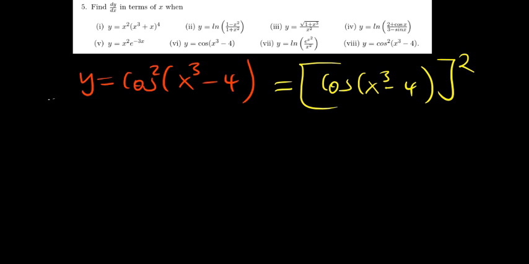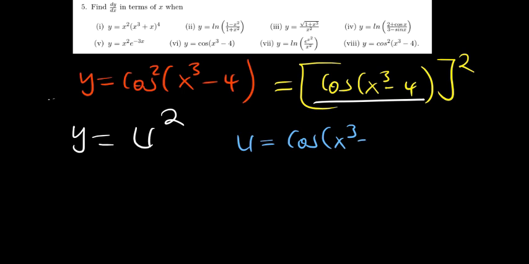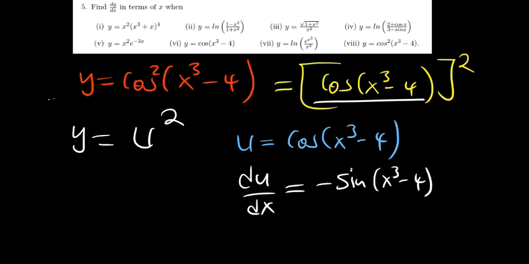With that understanding, we'll let our u be equal to whatever is in the bracket, so that we have y is equal to u to the power 2. Now we know that our u is equal to cosine of x to the power 3 minus 4. So we can basically determine du there. So our du dx, what's the derivative of cosine? Negative sine. So multiply by the derivative of what is in the brackets, that's going to be 3x squared. If you simplify that, you're going to have negative 3x squared sine of x to the power 3 minus 4.